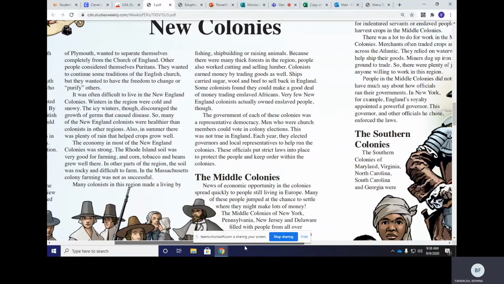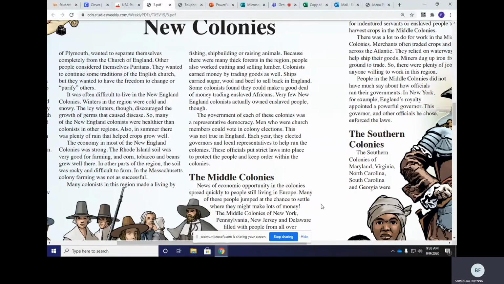Many colonists in this region made a living by fishing, shipbuilding, or raising animals. Because there were many thick forests in the region, people also worked cutting and selling lumber. Colonists earned money by trading goods as well. Ships carried sugar, wool, and beef to sell back in England. Some colonists found they could make a good deal of money trading enslaved Africans. Very few New England colonists actually owned enslaved people, though.